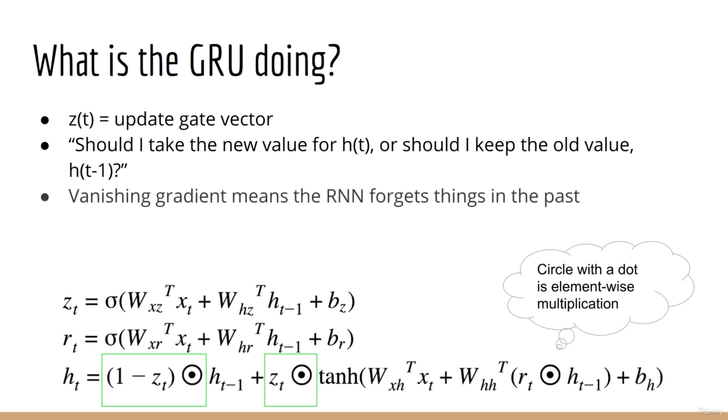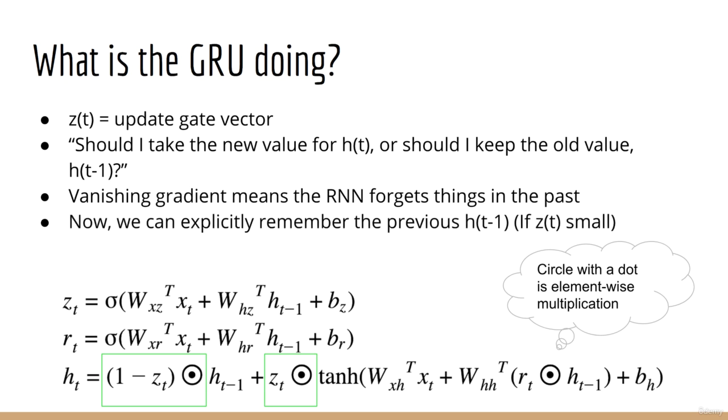Why is that helpful? Well, remember what we learned about the vanishing gradient. If we use a simple RNN, it's prone to forgetting things that it's seen in the past. By using this gate, it explicitly allows us to remember the previous hidden state so that the hidden state can be carried forward to the next hidden state.